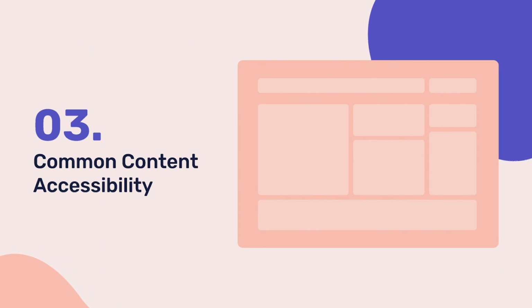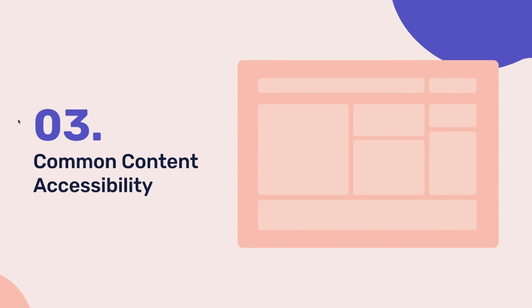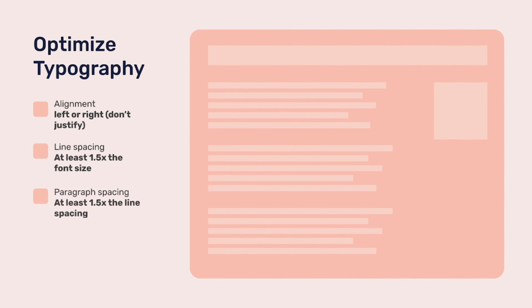Third C is common content. I have considered two areas on the common content, and they are typography and layout. The first one is optimizing typography. In here, I would like to discuss about 4 factors.